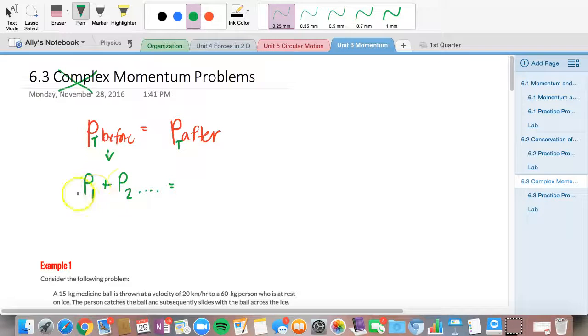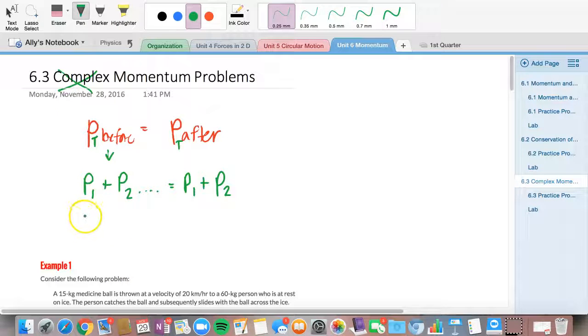So there's only two objects. So you take the momentum from the first object and add it to the momentum of the second object, and that will be the momentum before. Then you look at the momentum of the first object after the collision and add it to the momentum of the second object after the collision. And then they should equal each other.